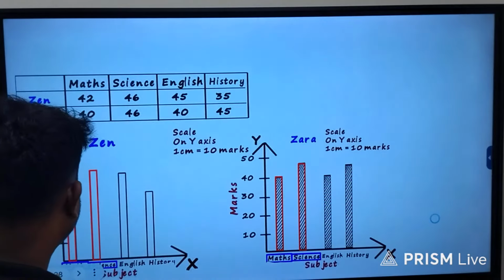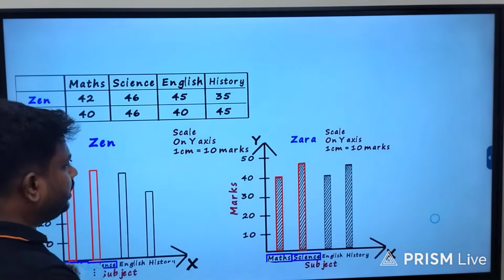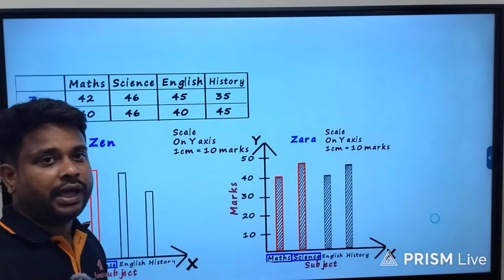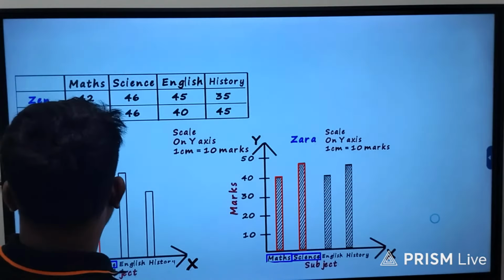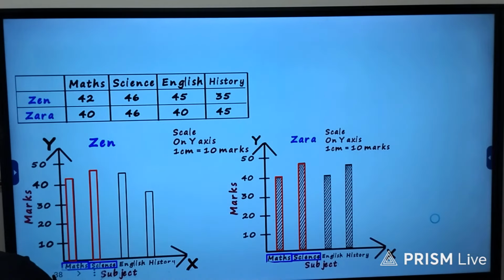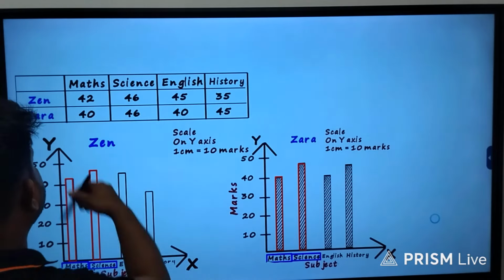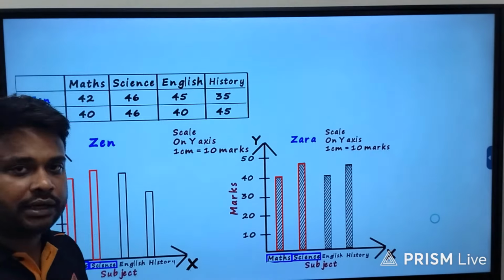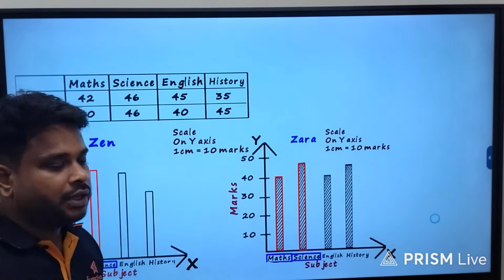For a joint bar graph, we have to take the scale and draw one graph where we refer to two different sets of data. Here we have been asked to draw a graph for two students, Zen and Zara, where the graph will show their marks in math, science, English and history.